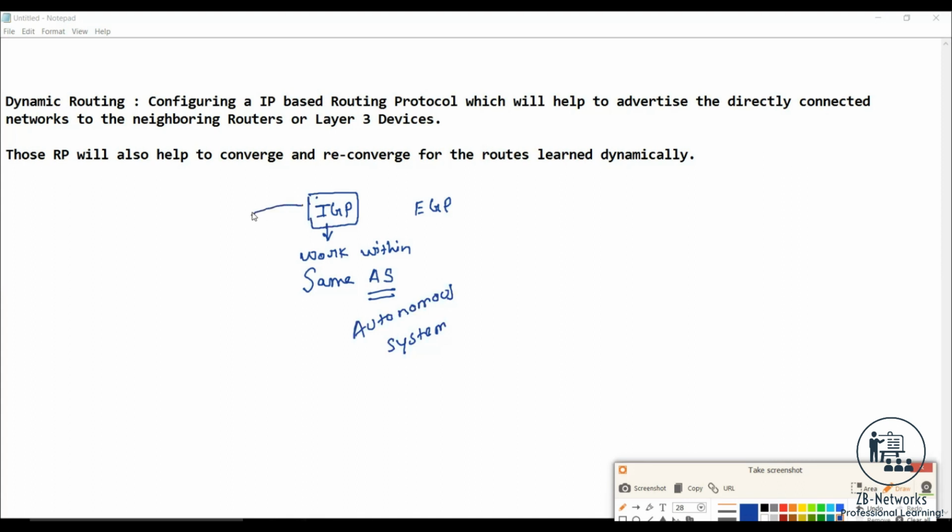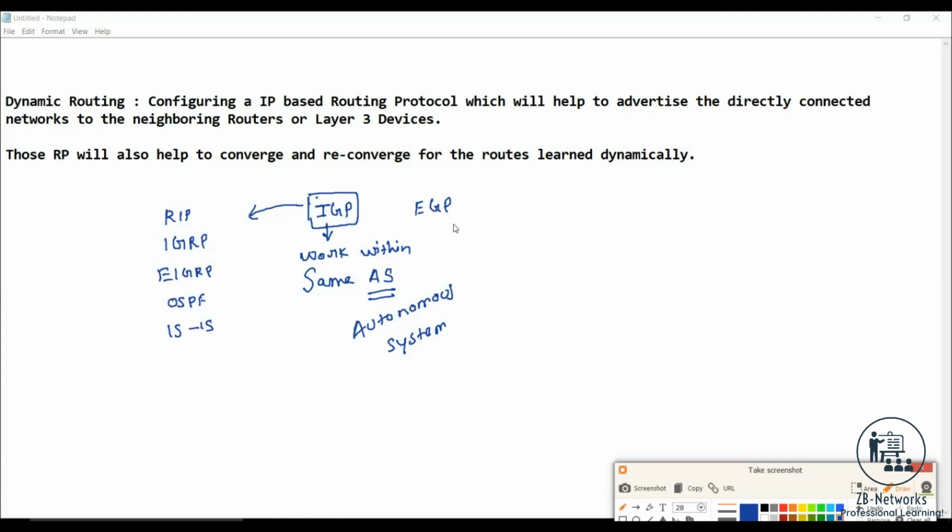So the protocols that are part of IGP are basically RIP. We have EIGRP. We have OSPF, and we have ISIS. So those protocols are all called dynamic routing protocols, and they are part of your IGP.